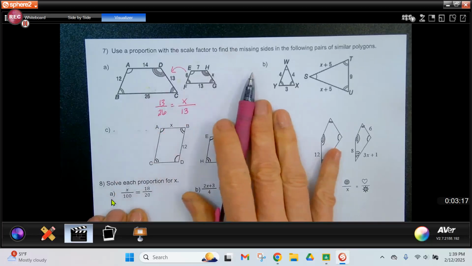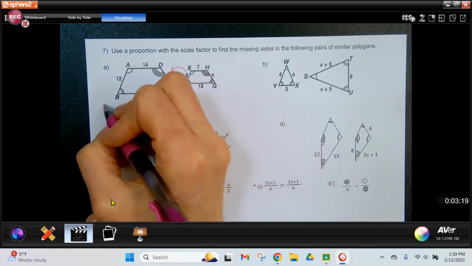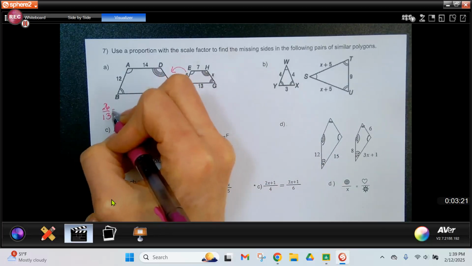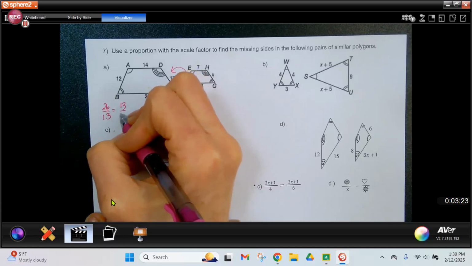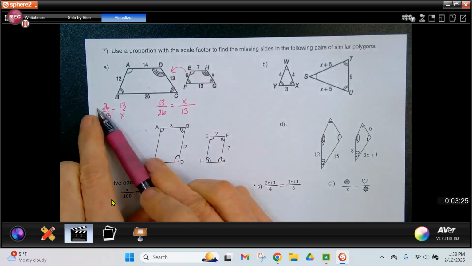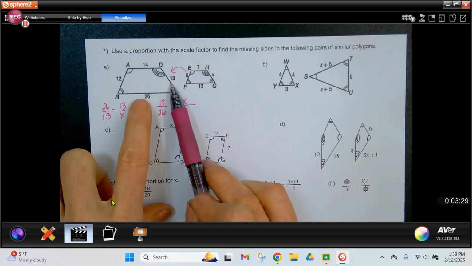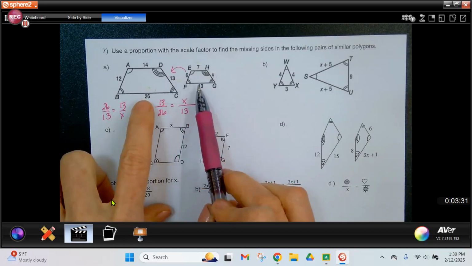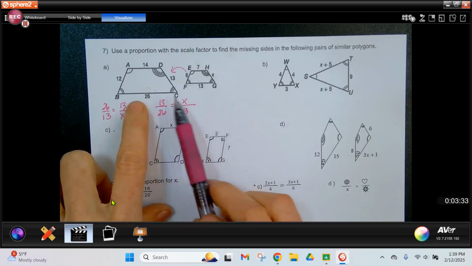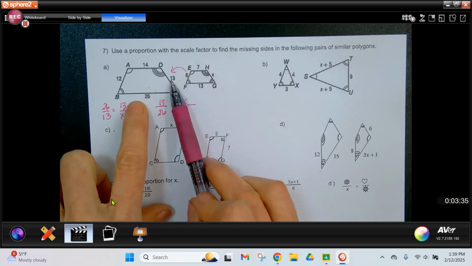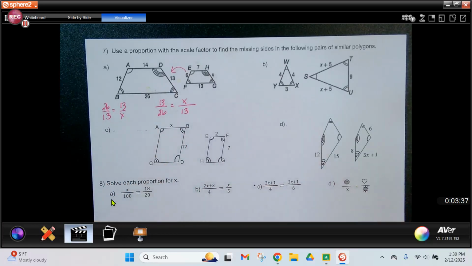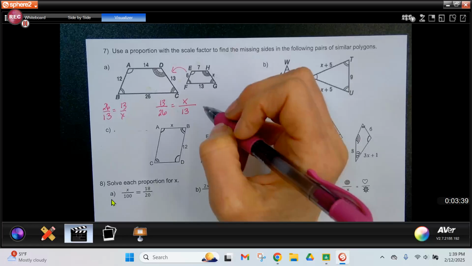You could go from the larger to the smaller, and then your proportion would look like this. Okay, if you went from the larger to the smaller and larger to the smaller. But I'm going from smaller to larger and smaller to larger. All right, there's my proportion.